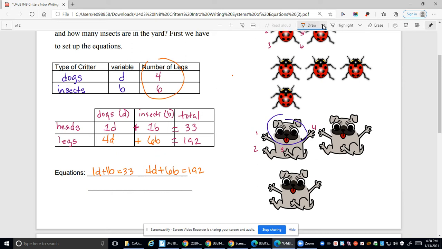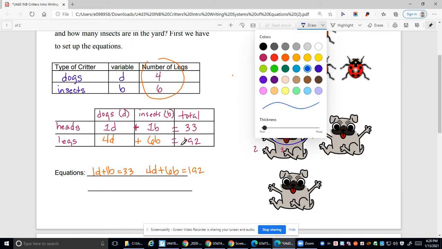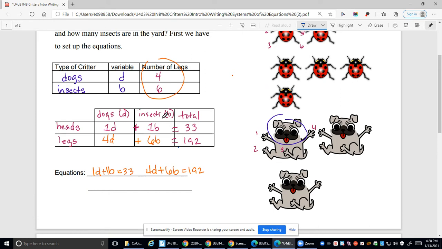If we're working with a calculator, the calculator is not a big fan of D and B, so you will have to use X and Y. I would make a note of which one you assign to which, and I would just replace it. So that's going to be 1x plus 1y equals 33. And this right here would be 4x plus 6y equals 192. Okay, so there you go.